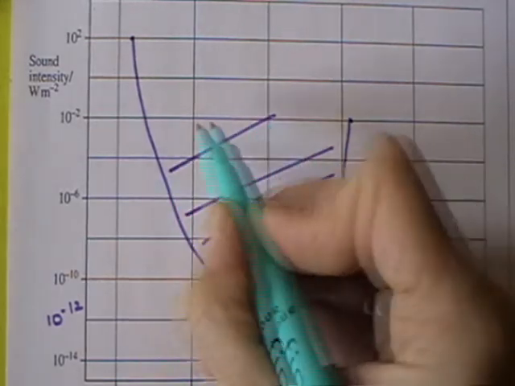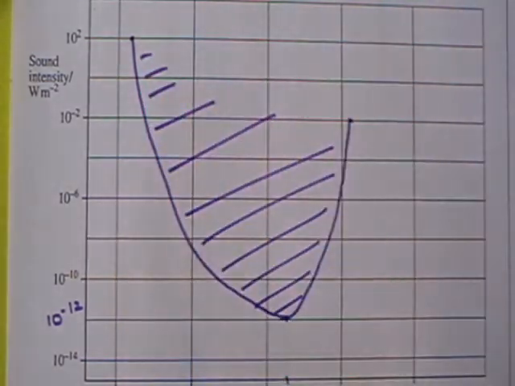And so they do want you to put in clearly indicating the upper and lower limits. And so that's 20 Hertz. And this is 2000, and this one is 20,000.